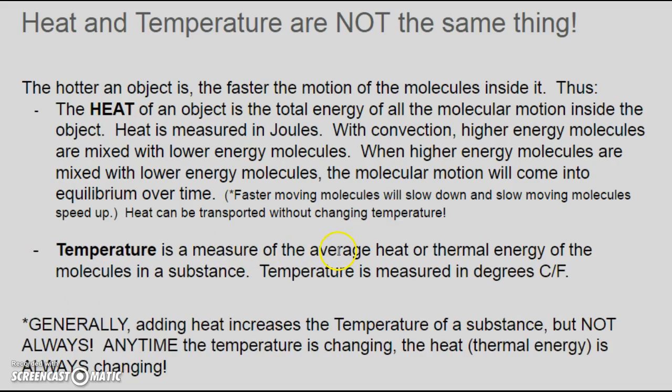Temperature, however, is a measure of the average heat or thermal energy of the molecules of a substance. Temperature is measured in degrees Celsius or Fahrenheit. So generally speaking, we're going to differentiate heat and temperature. Just adding heat increases the temperature of a substance, but not always. In other words, we can add heat to a substance and it not change temperature. We're going to call that latent heat. Anytime the temperature is changing, though, the heat or the thermal energy is changing. So we have to differentiate between what heat is and what temperature is.